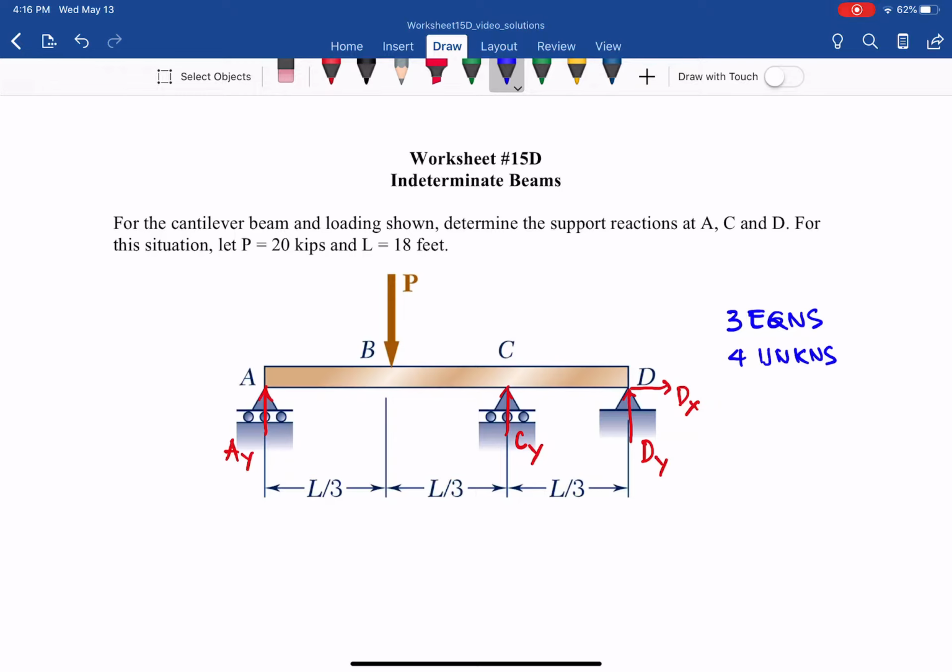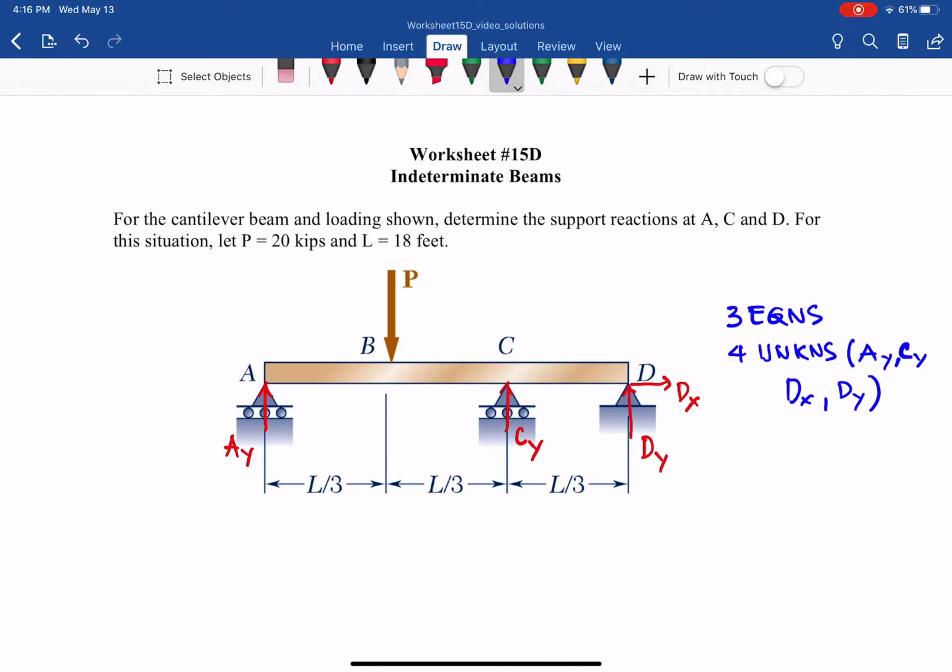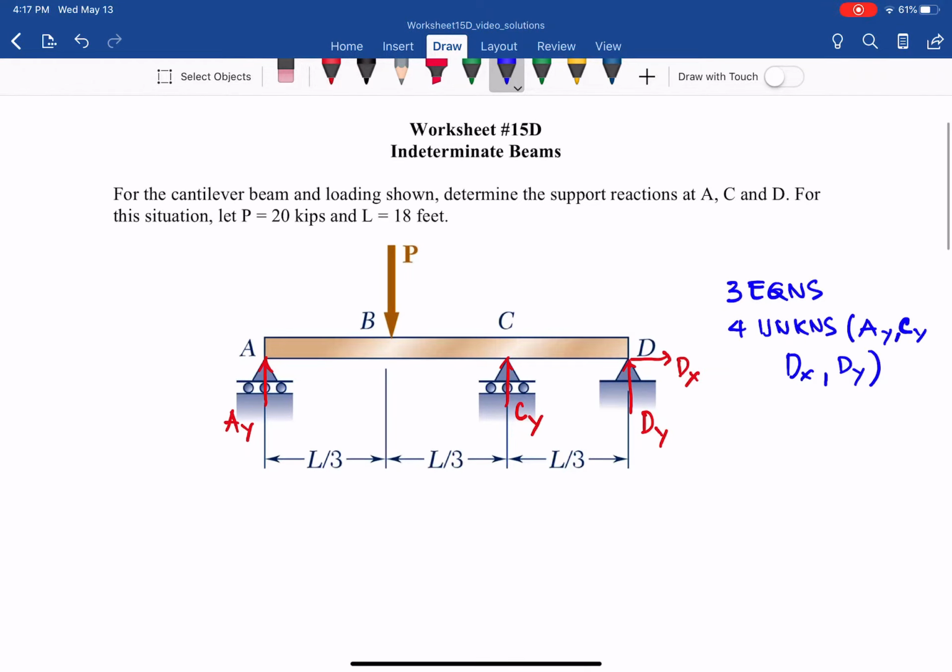So the 4 unknowns here are AY, CY, DX, and DY. So with that, we cannot use the equilibrium equations immediately to find all of those 4 unknowns. So from that, we use the compatibility and the deflection that we have. So we can use from here.